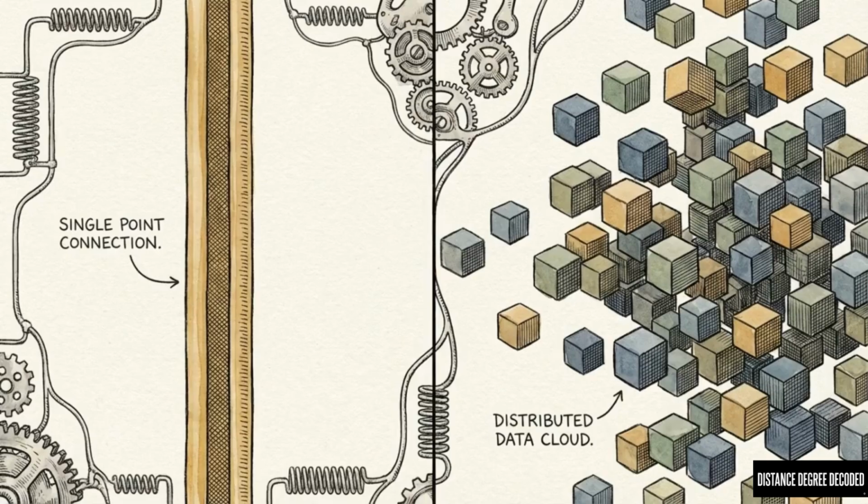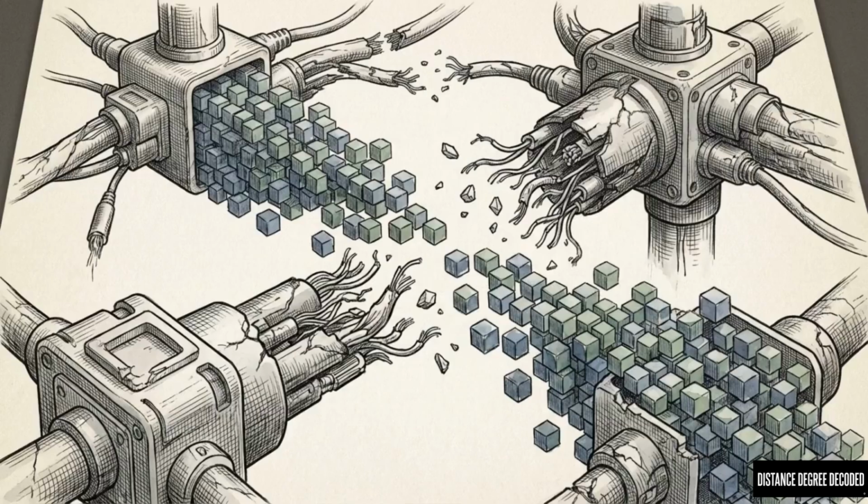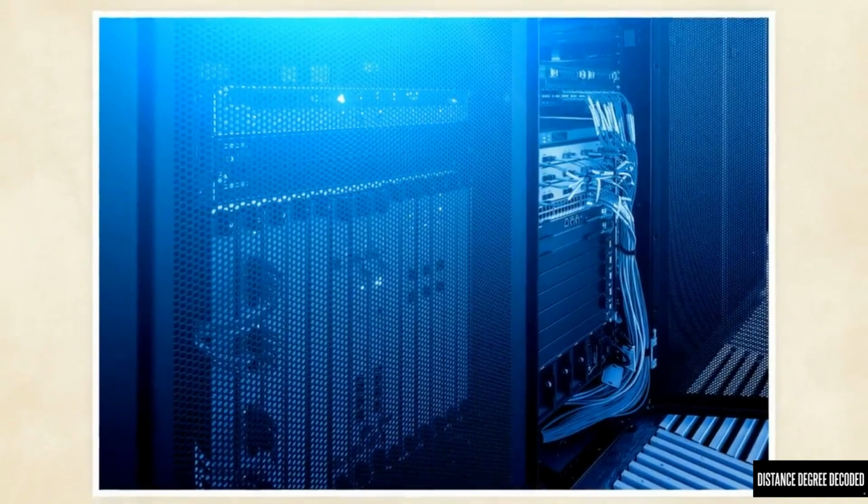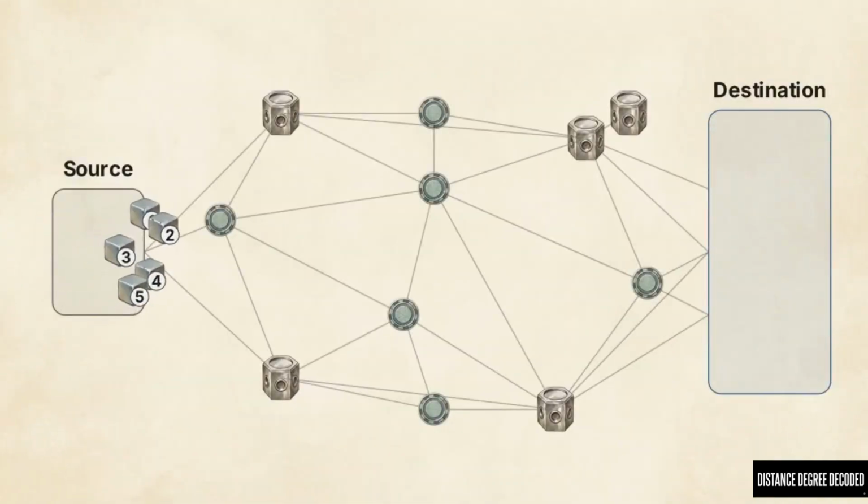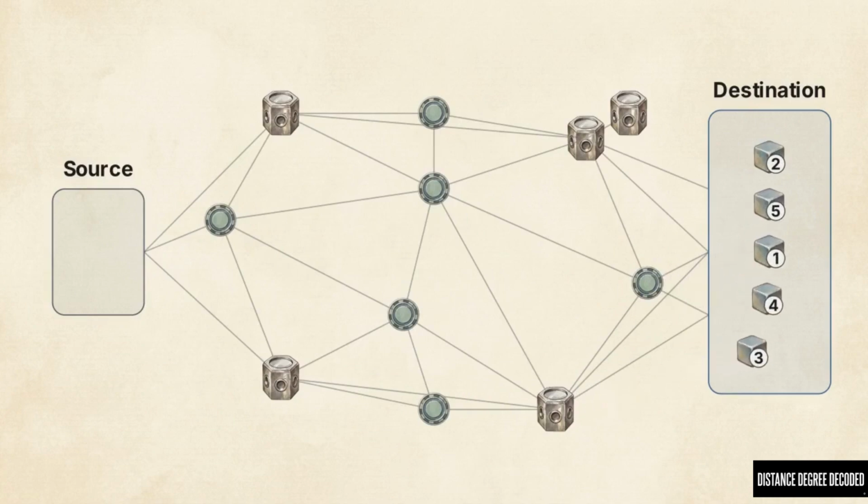Packet switching abandons the safety and guaranteed order of a dedicated line. It embraces a chaotic environment to achieve maximum efficiency and an architecture that can survive physical damage. Deep inside the server racks, the modern internet is an engine of controlled chaos. Data is constantly shattered, scattered across shifting routes, and arriving at its destination entirely out of sequence.